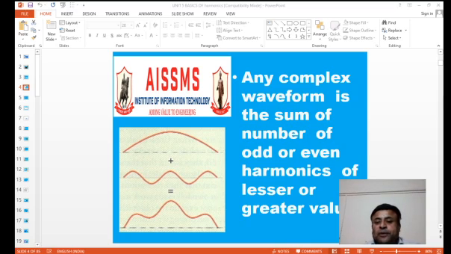So any complex waveform is a sum of even and odd harmonics of lesser and greater value. So in this way, a number of harmonics are added together to give rise to a wave which is this complex wave.